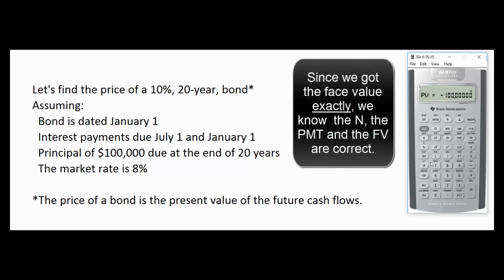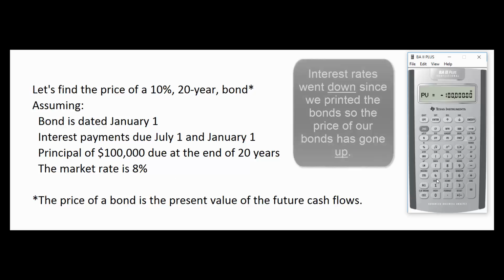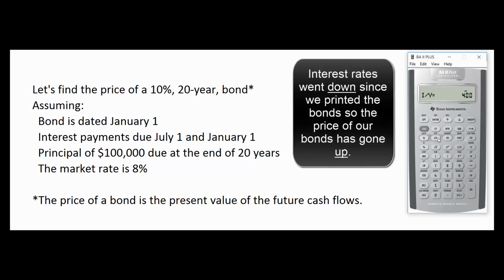So now I know I put in the right N, the right payment, and the right future value. All I have to do now is tweak the interest rate. The interest rate is 8% a year or 4% every 6 months. So we put in 4% interest per period and now solve for the present value. And so interest rates have gone down. We can sell this bond for $119,793.